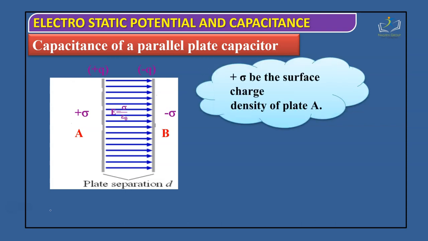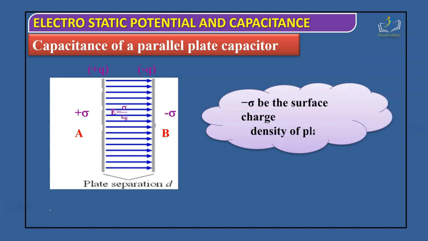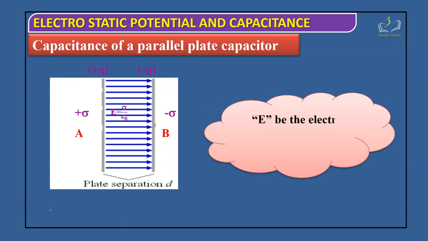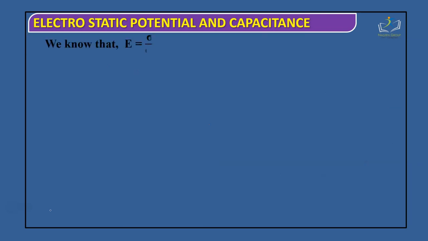Sigma is the surface charge density of plate A, and minus sigma is the surface charge density of plate B. Let E be the electric field between those plates. We know that E is equal to sigma by epsilon naught, which I am assuming as equation number 1. But E is also equal to V by D.